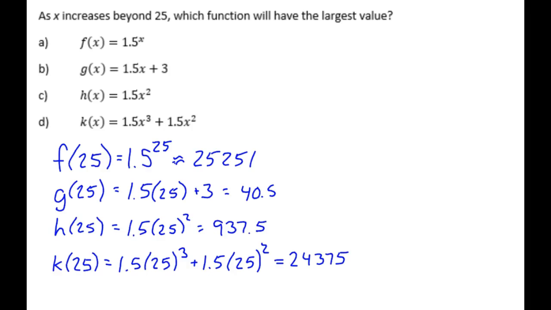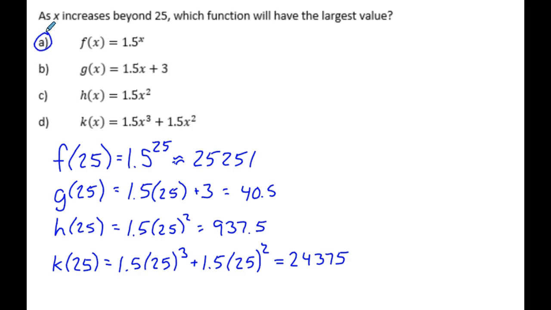So we plug 25 into all the functions. F of 25 is approximately 25,251. G of 25 is 40.5. H of 25 is 937.5. And then K of 25 is 24,375. So two of them are very close, but we can see that f of x is larger. So the correct answer is going to be A.